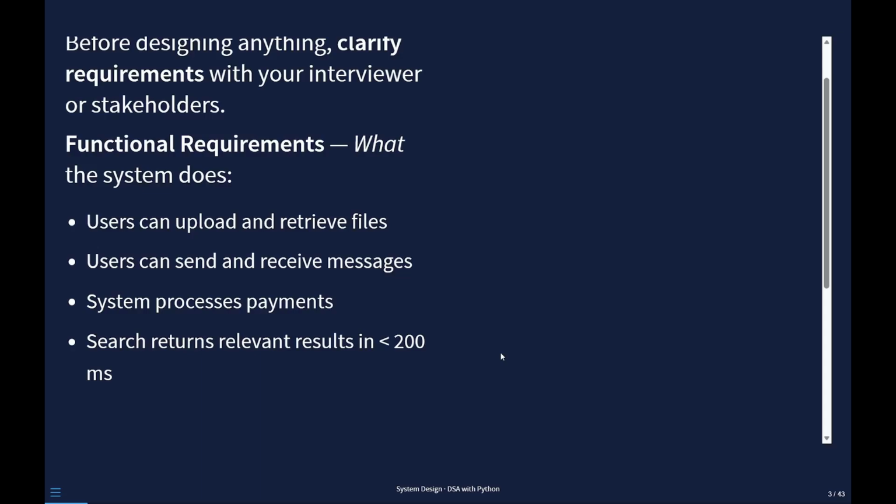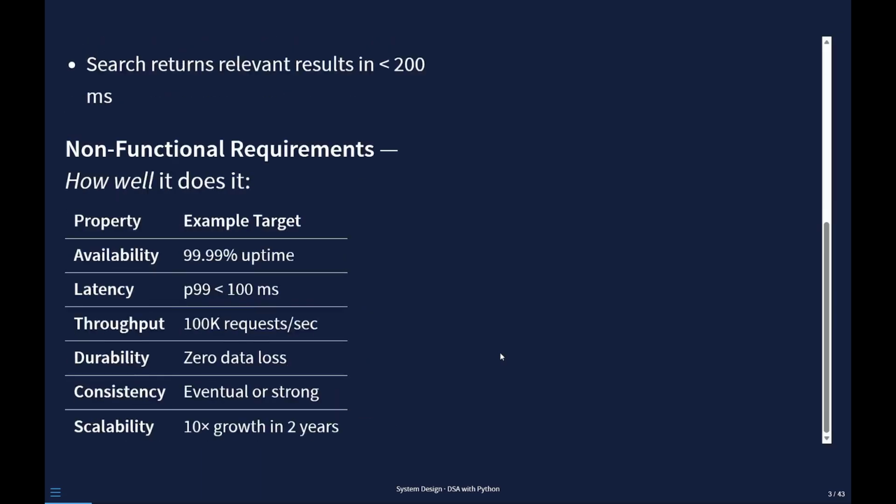These are the features. Then there are non-functional requirements. These describe how well the system does its job. They don't add features. They define quality. You want numbers here. Availability 99.99% uptime. Latency P99 under 100 milliseconds. Throughput 100,000 requests per second. Durability 0 data loss. Consistency eventual or strong. Scalability 10 times growth in 2 years. If you cannot quantify a non-functional requirement, you cannot verify whether your design meets it.